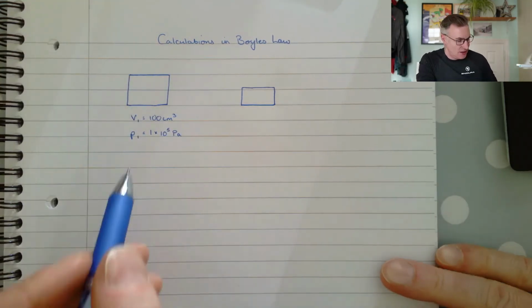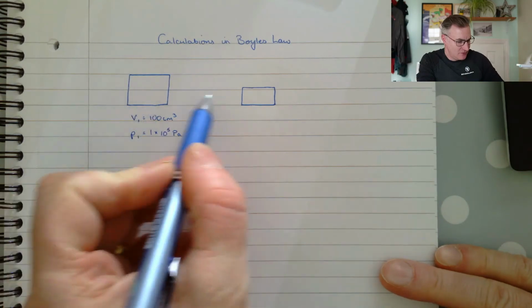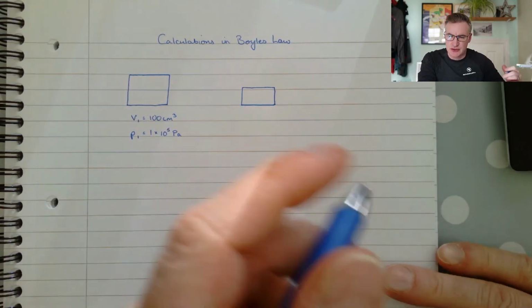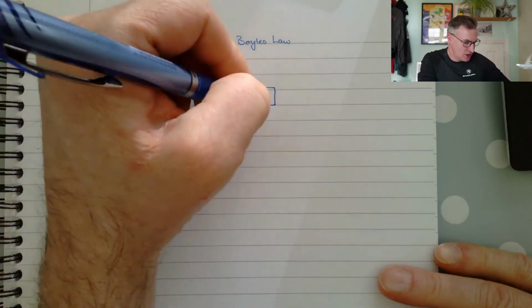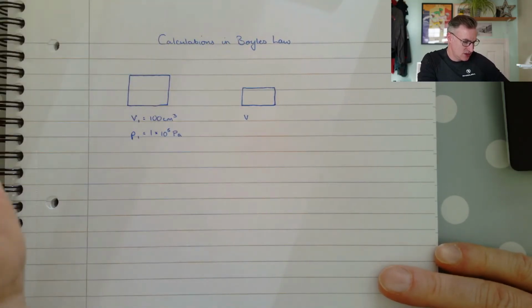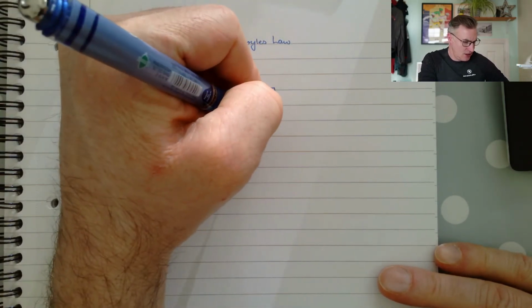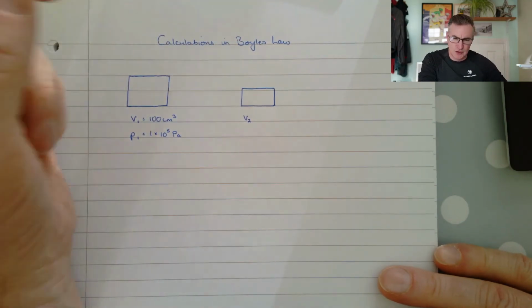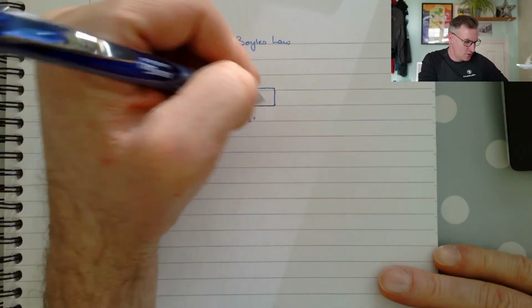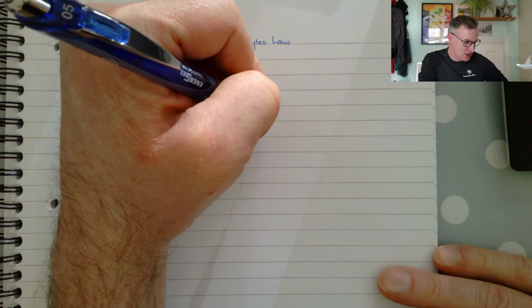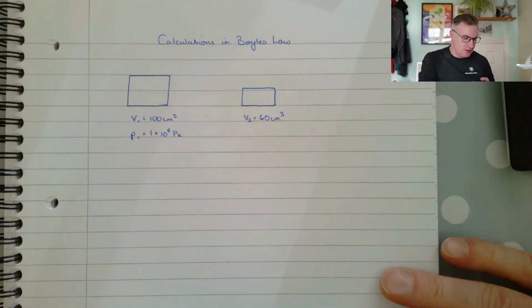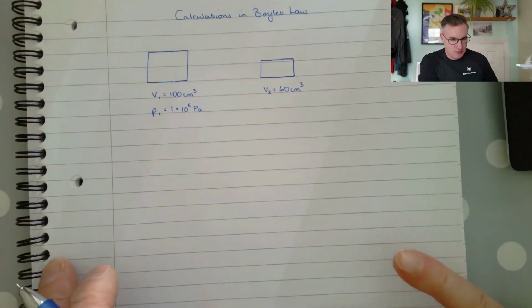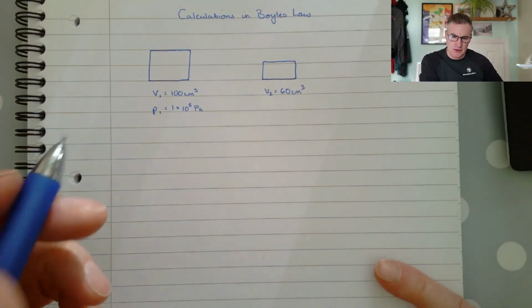pascals. And then what we would have is the volume of this container has been reduced. So let's say that the volume has been reduced and it is now 60 centimeters cubed. We would call this volume 2. So we would write this down as volume 2, and so that would be 60 centimeters cubed.